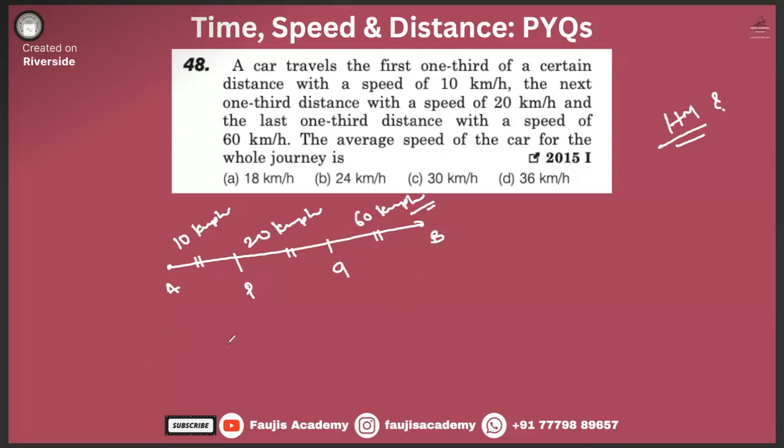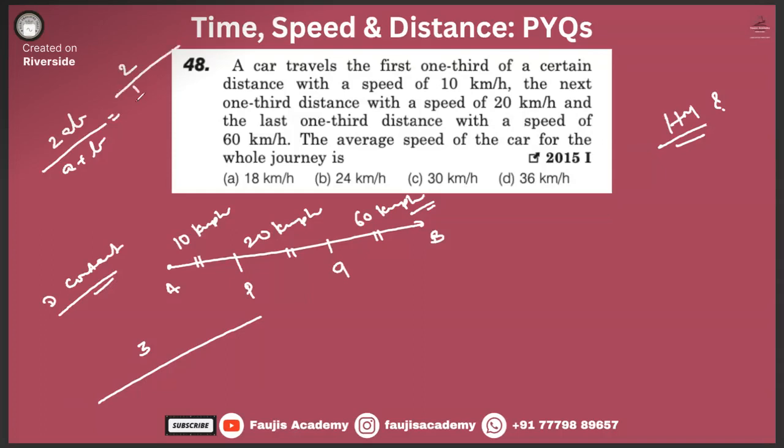Let's try to find out the harmonic mean. Harmonic mean of what? Distance constant, D constant, we learned what? 2ab by a plus b, right? Yes, sir. Which essentially comes from 2 by (1 by a plus 1 by b).